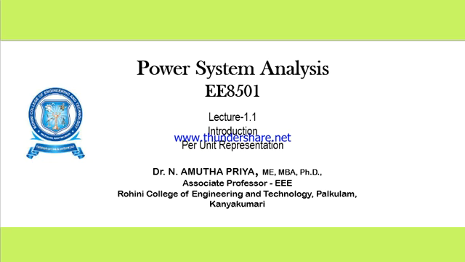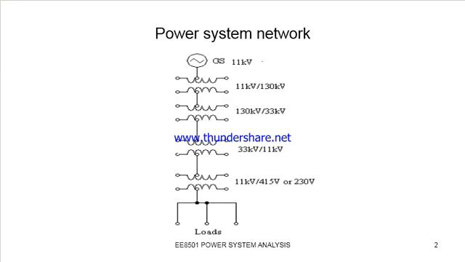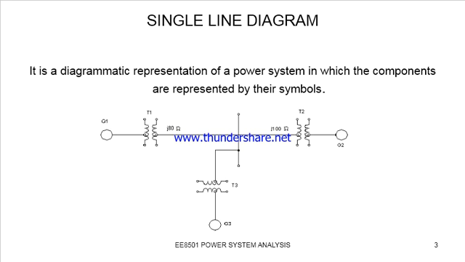We are discussing the theory sub-course for power system analysis, lecture: Introduction and per unit representation. Regarding the power system network, it consists of a generating station together with the step-down transformers, step-up transformers, transmission lines, feeders, and then on the distribution side we have the distribution substation, service mains, etc., which are connected to the consumers. This is a single line diagram, a diagrammatic representation of a power system in which the components are represented by these symbols.